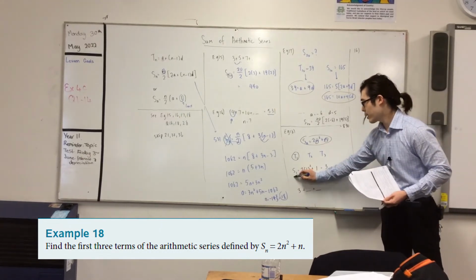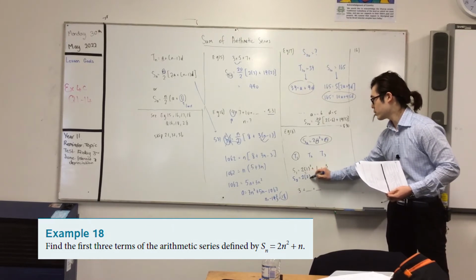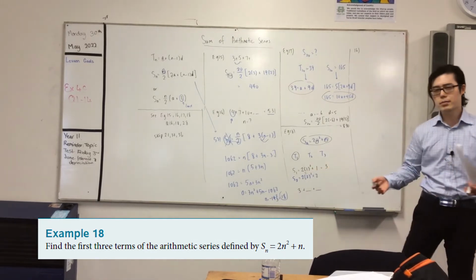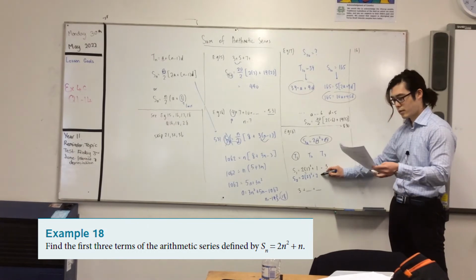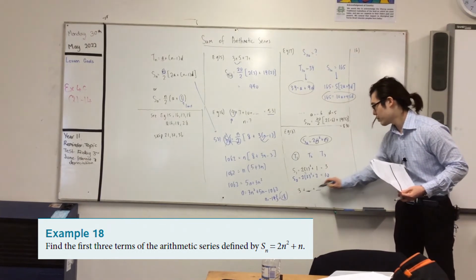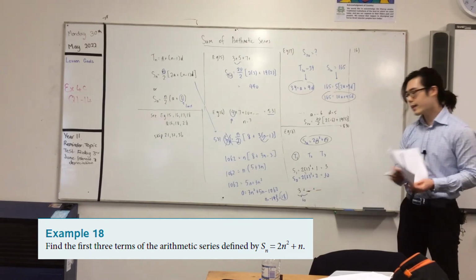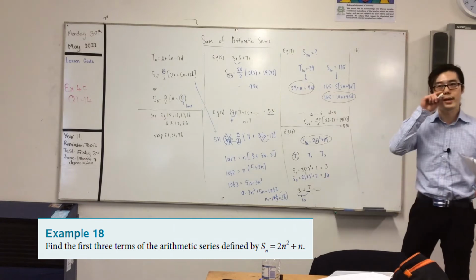So let's try and figure out the second one. You want to do the same thing. Let's figure out what S2 is by substituting 2 in there. That's 2 times 2 squared plus 2. That's 2 times 4 plus 2. That's 10, right? Now, how do we figure out what the second term is, given the first 2 terms added is 10? Yeah, that's right.